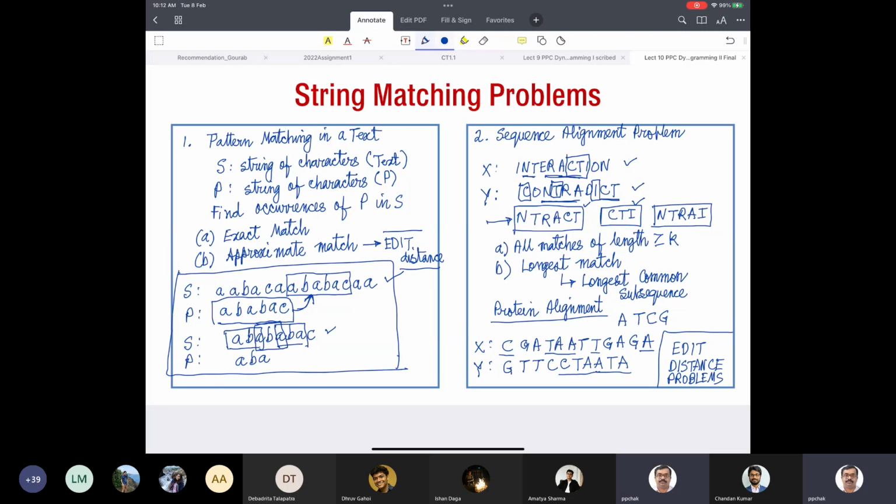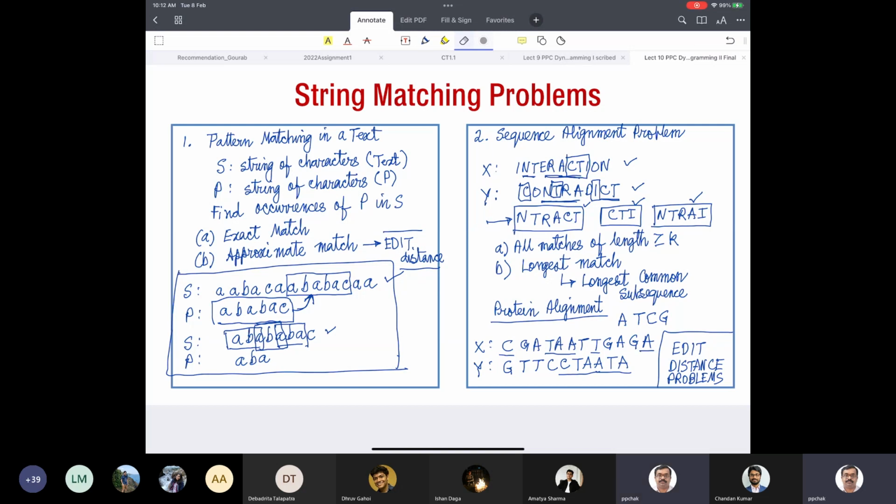Similarly, NTRAI is also matching. These are the longest matches of its kind. Obviously, NTRA is also a match, but there are larger matches than NTRA here. For example, NTRACT, NTRAI. So these are called maximal, not maximum, but maximal. That means they cannot be extended any further to form a match.